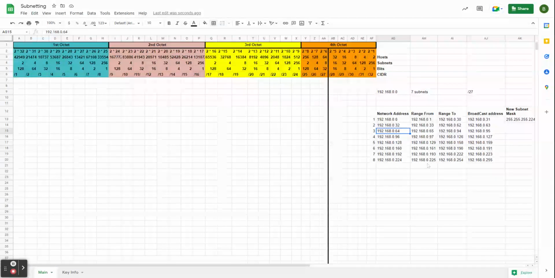Okay, so remember, if a question is how many usable addresses are there, obviously from the network to the broadcast is 32 IP addresses, but you're minus 2 off because you can't use the network address and you can't use the broadcast address. So that would be the answer to that.